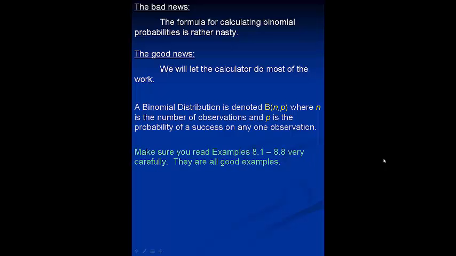Make sure that you read the examples 8.1 through 8.8 very carefully in our book. They're all good examples. Look for those 4 different criteria we just talked about. Look for n. Look to see if they're independent. Look to see if the probability of one is the same as the other. And look to see if we're only looking at successes or failures. These are really good examples, and they'll really help you out.